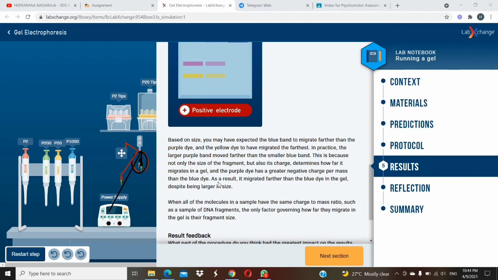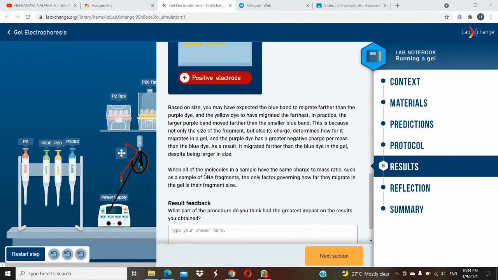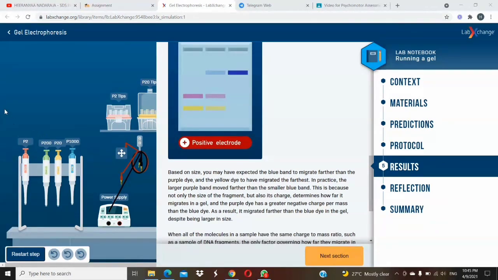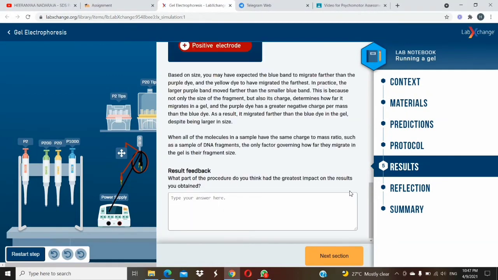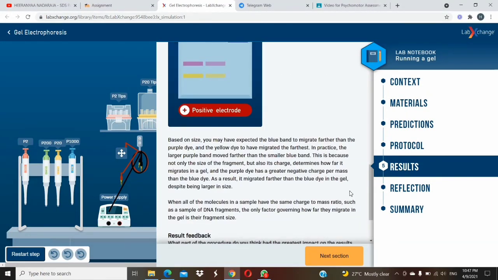So here we go. When all the molecules in the sample have the same charge-to-mass ratio, such as a sample of DNA fragments, the only thing governing how far they migrate in the gel is their fragment size. Well, that's all from me. Thank you, madam.